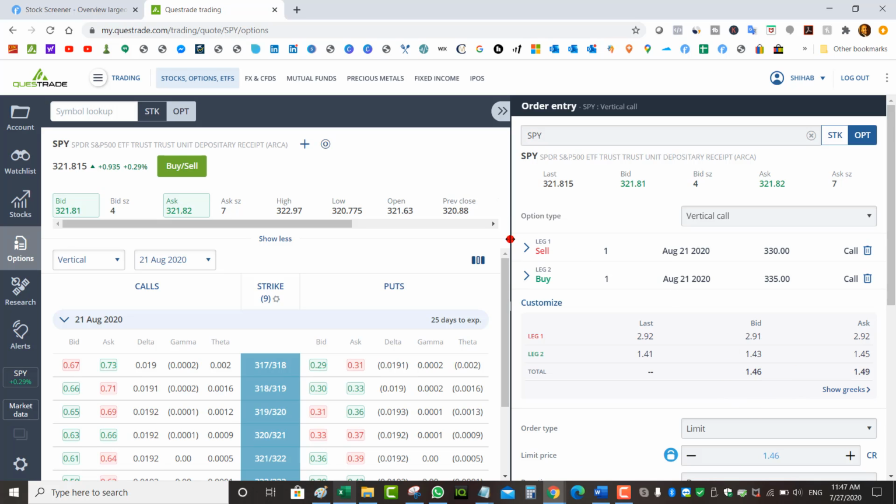I don't have to predict the direction. SPY can go up, it can go down, it could go to 329, it could go to 315, it could stay put at 321, and I still make the same profit. So this is the opposite. My max profit is capped at what I collected. In the other scenario, in the debit spread, my max loss is what I pay. In this case, my max profit is what I collected.